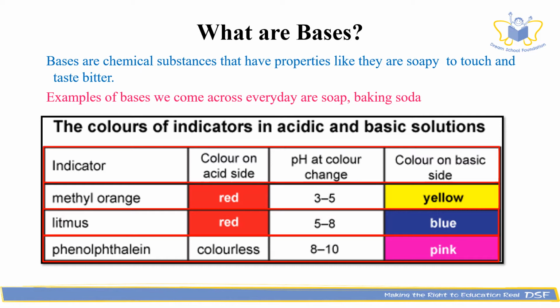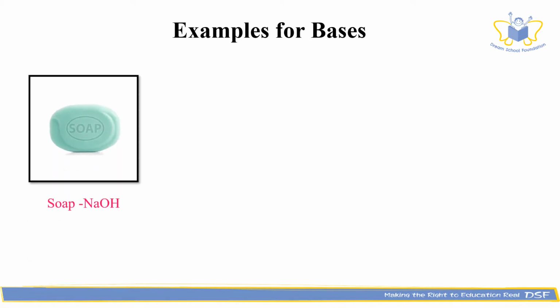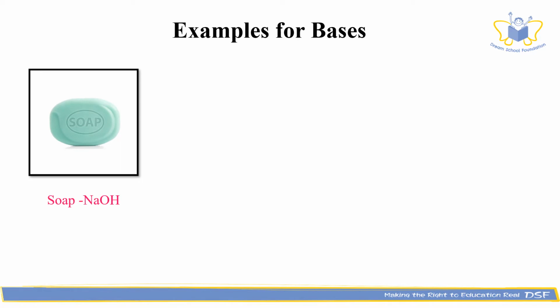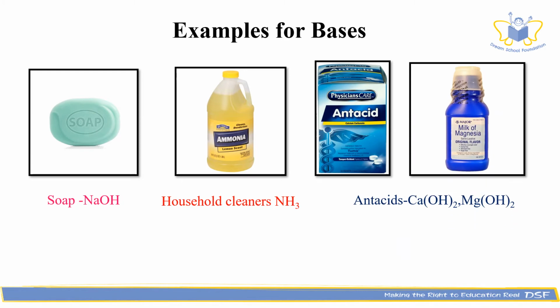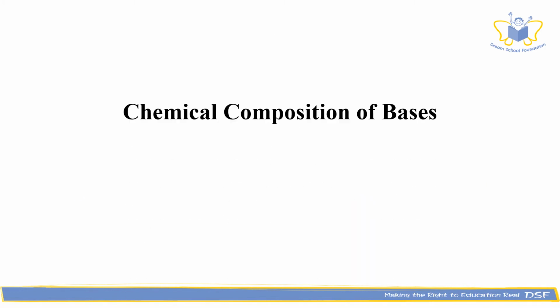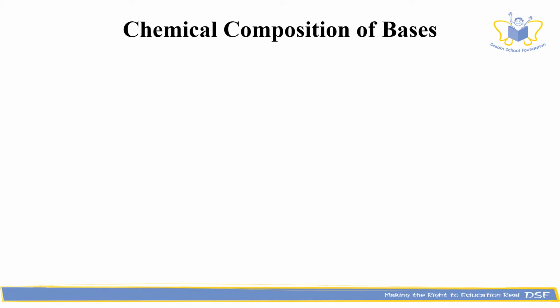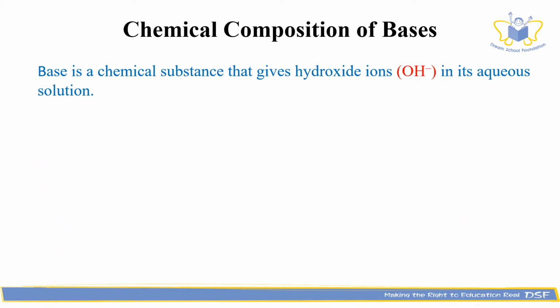We will learn about pH values later, so don't look at that column. Some of the examples of bases we come across in day to day life are soap, which is made of sodium hydroxide, household cleaners, ammonia, antacids, calcium hydroxide, and magnesium hydroxide. What is common in the chemical composition of all bases? All bases give out OH minus ions in their aqueous solution.